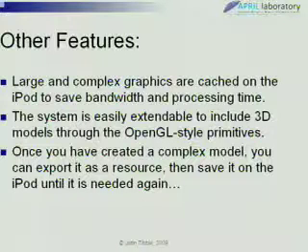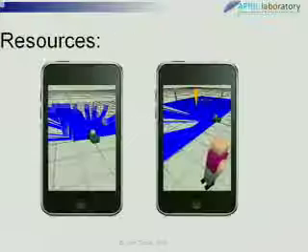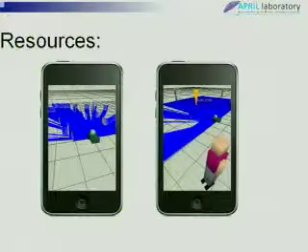Other features. Large and complex graphics are cached on the iPod to save bandwidth and processing time. The system is easily extendable to include 3D models through OpenGL-style primitives. Once you've created a complex model, you can export it as a resource instead of a buffer and save it on the iPod until it's needed again, like the screenshots you saw earlier.